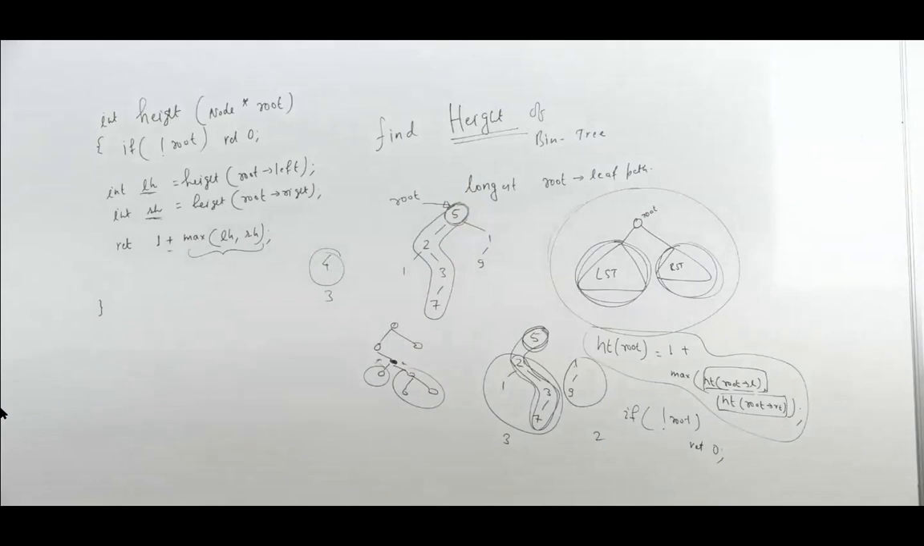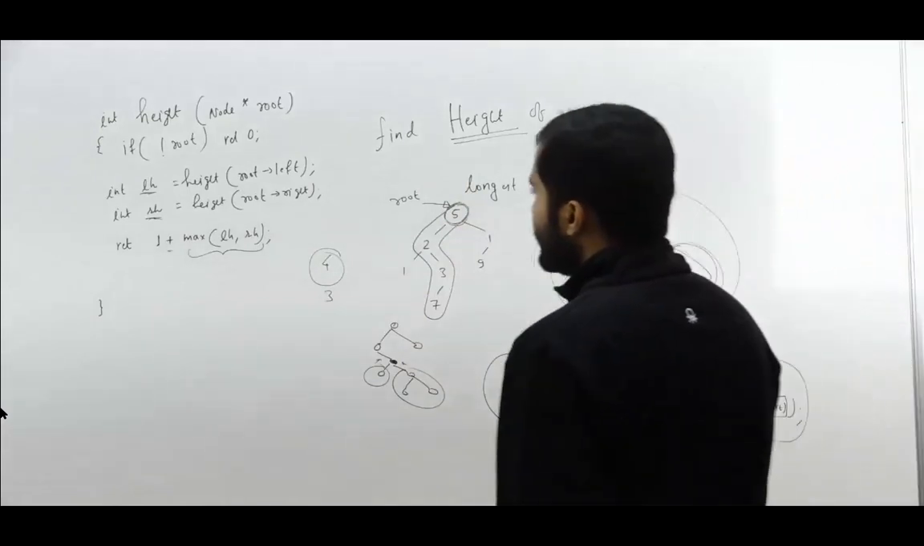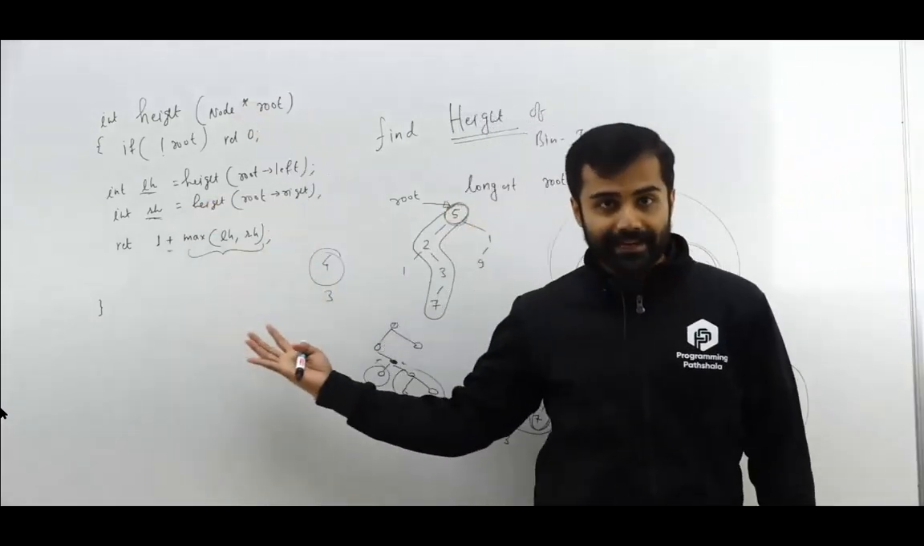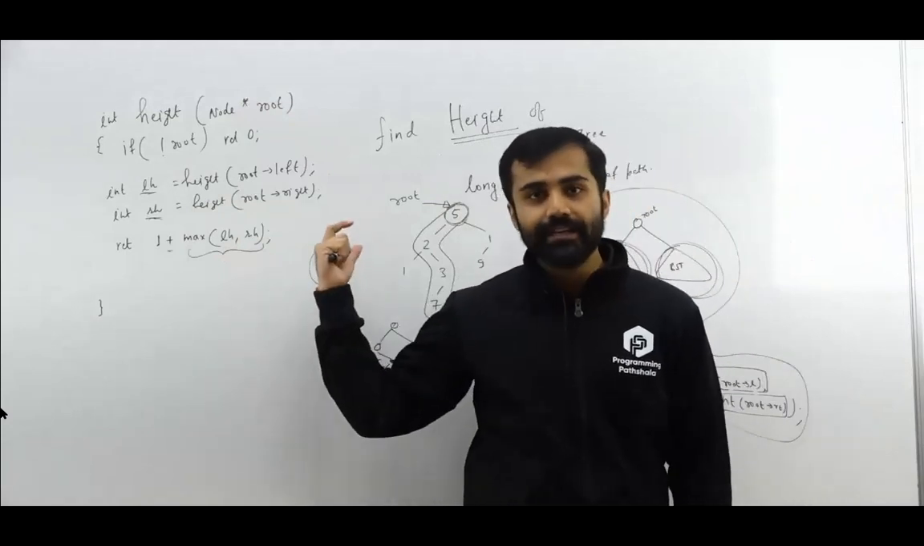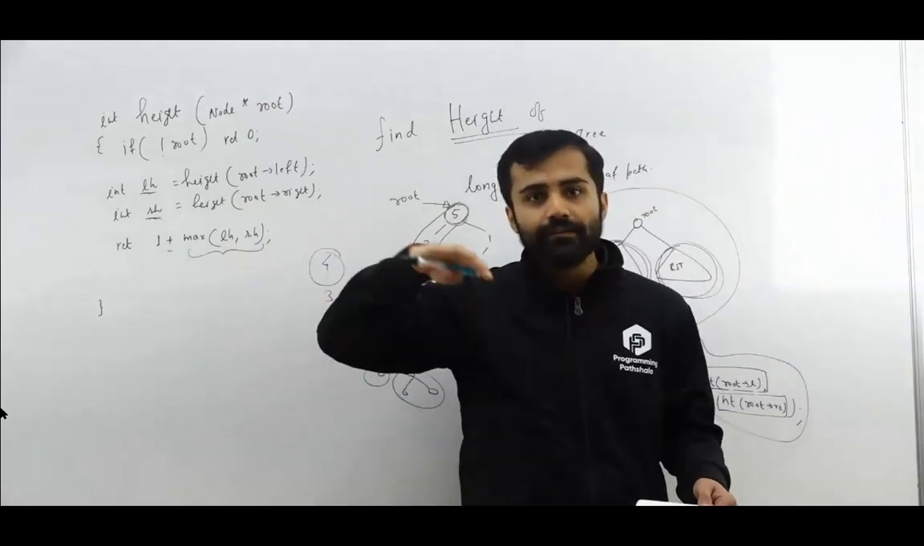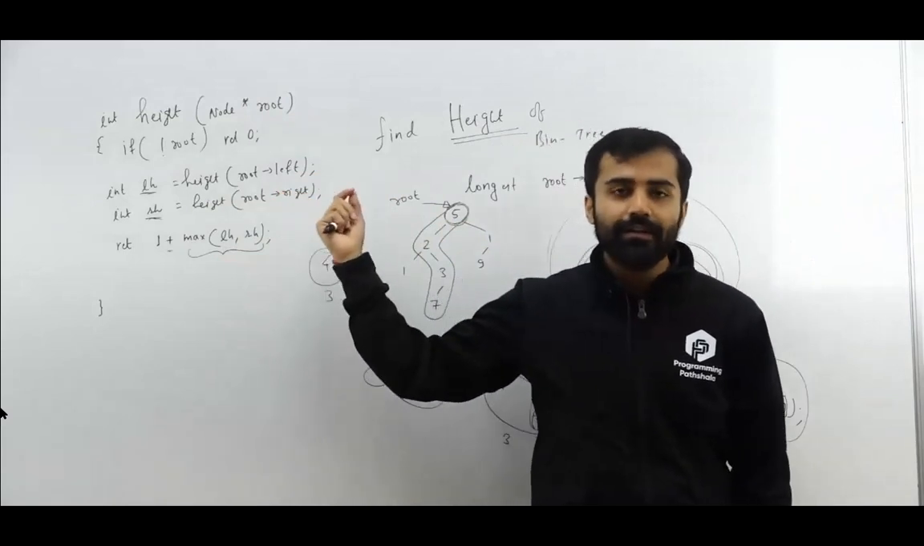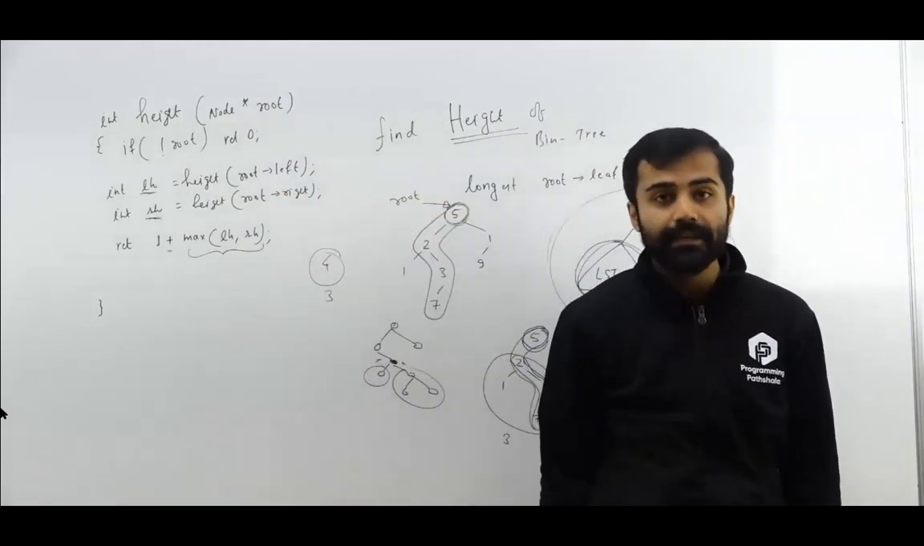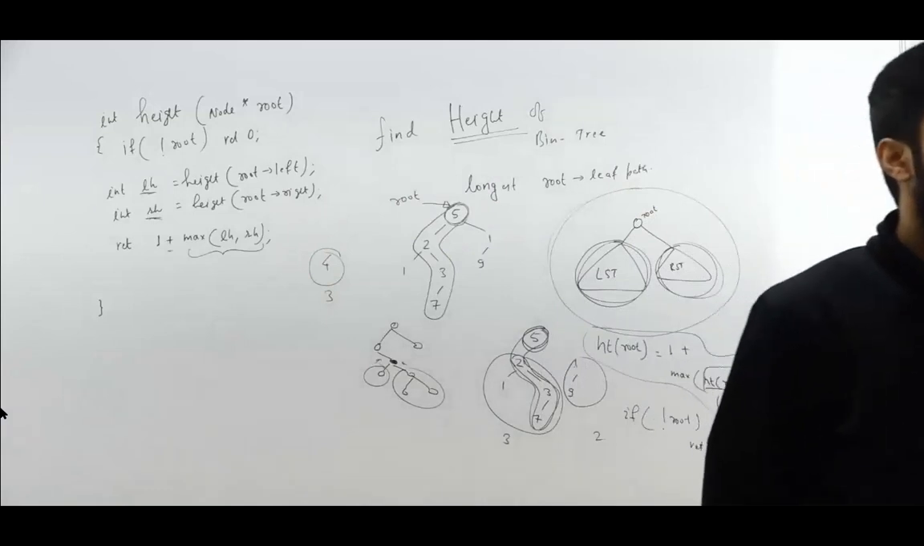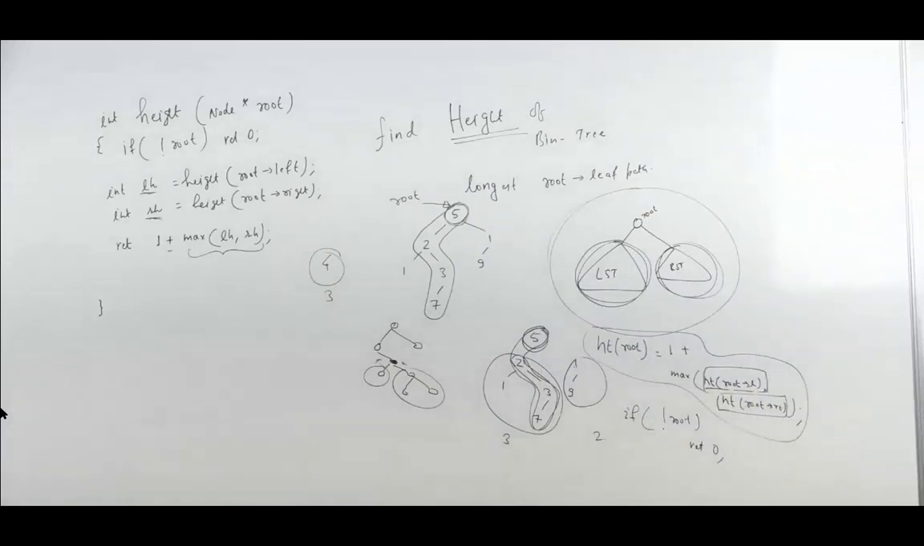I would also encourage you guys to go ahead and make a recursive tree diagram of this, the way I had made it yesterday, and see for yourself how the values are being returned and how the height is actually being computed. Can you draw that? How many of you can draw that recursion tree diagram corresponding to this code? Correct. Okay.